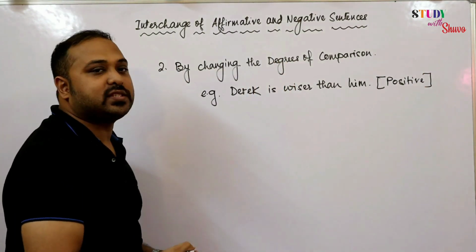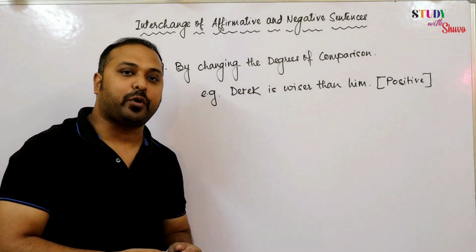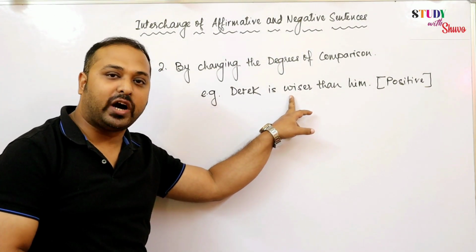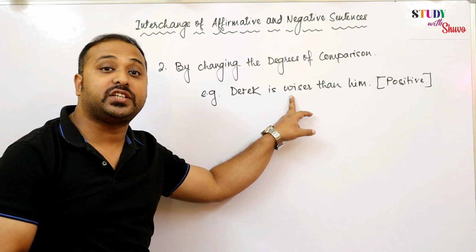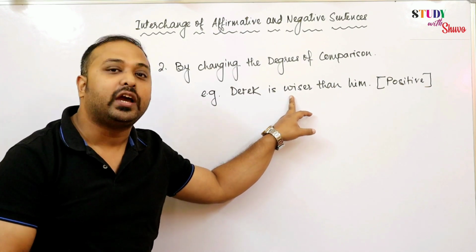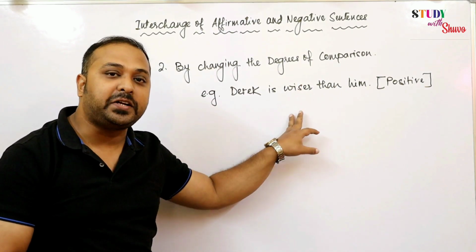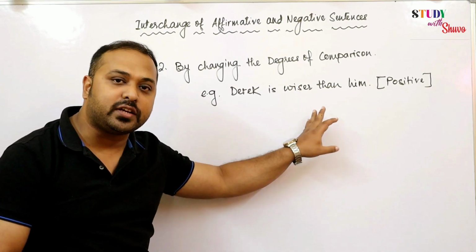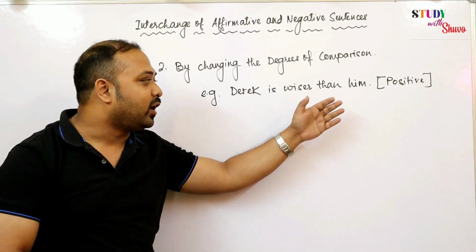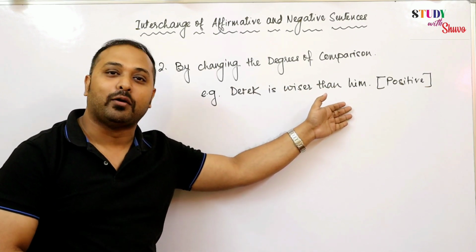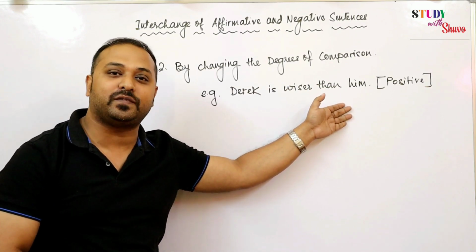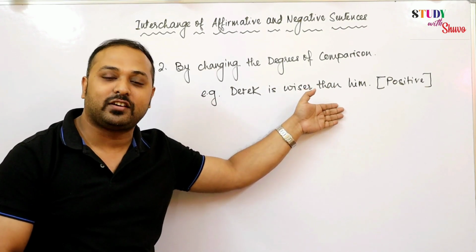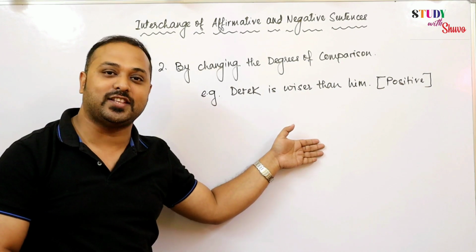If we have to change this sentence from affirmative or positive to negative, we have to change this adjective wiser into the positive degree of adjective. And in this way, the sentence will be changed from affirmative to negative. But children, please remember one thing. In the process of transformation, we cannot change the meaning of the sentence. We have to introduce a negative word, but the meaning will remain unchanged.